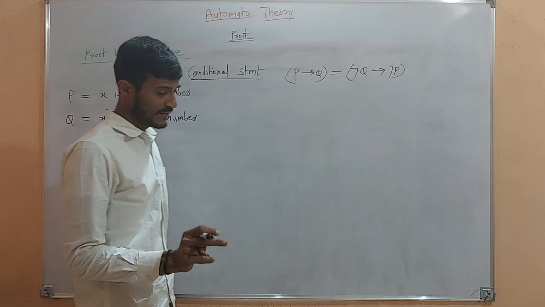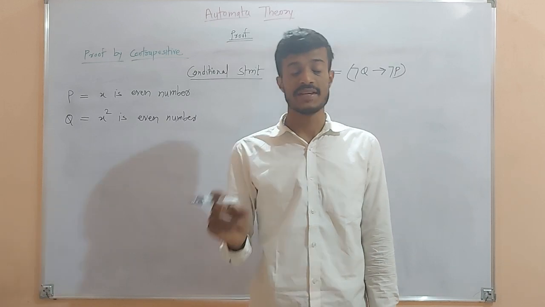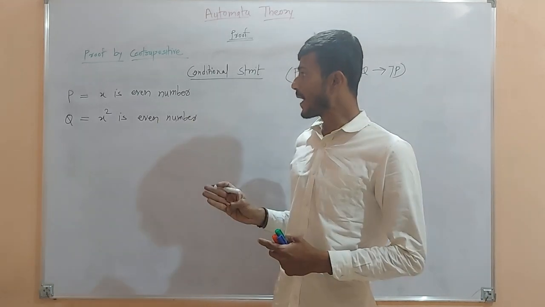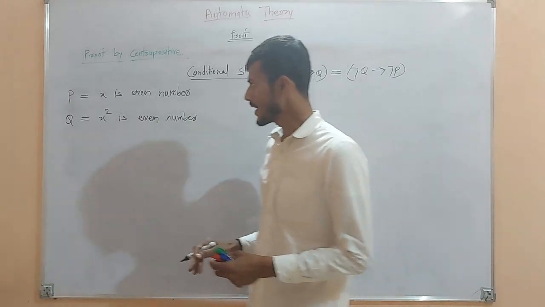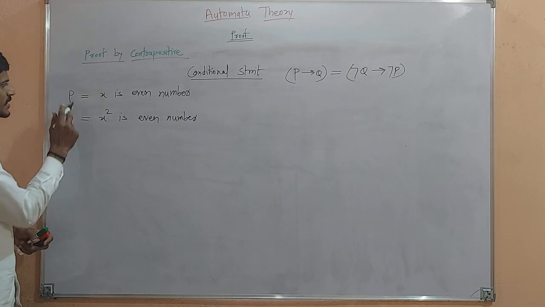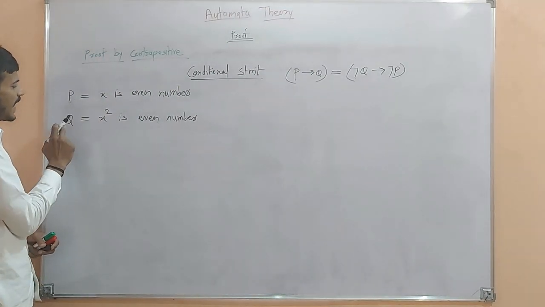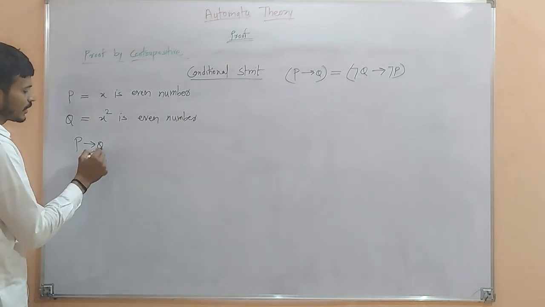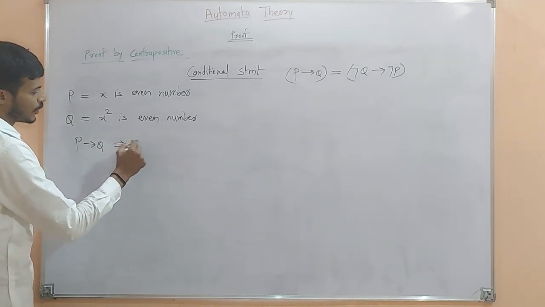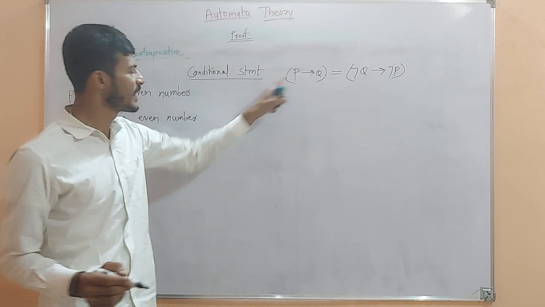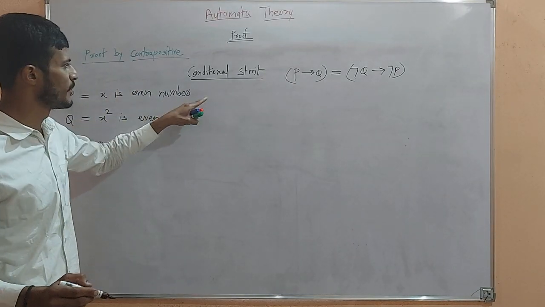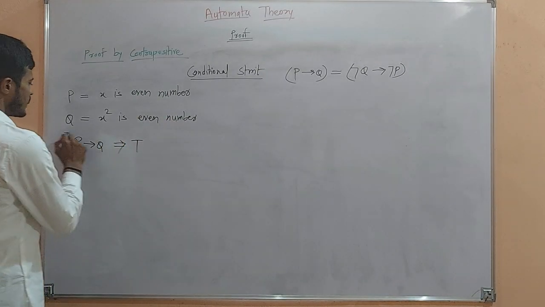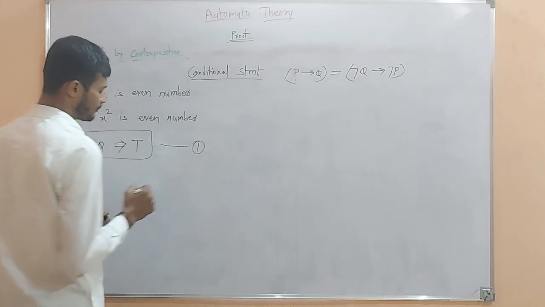As we know, if one number is given to you and if it is an even number, then the square of that number is also even. That is the proof by construction method. Already we know that. So the resultant of this: if I take P as an even number and Q also as an even number, then P conditional Q will be true. What it says is: if X is an even number, then X square is also an even number. Fine. So that is number one.